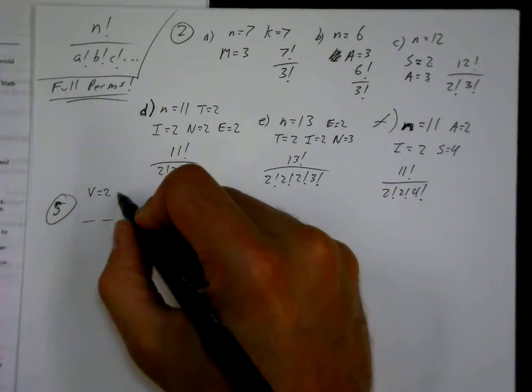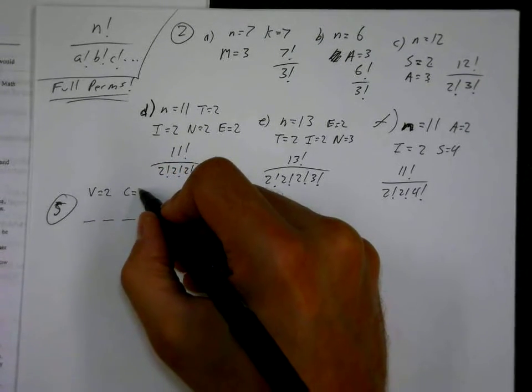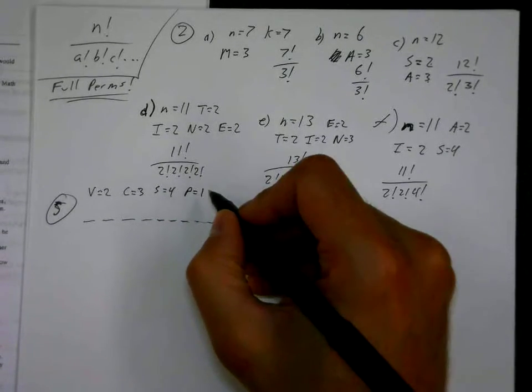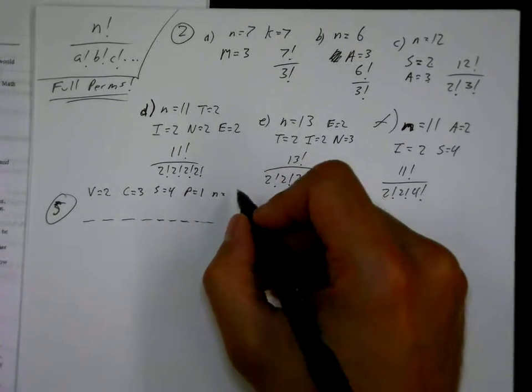So we line up the children, and then we figure out how many V's, so V's equal to 2, and chocolates equal to 3, and strawberries equal to 4, and pistachios equal to 1. So that gives us an n value of 10.